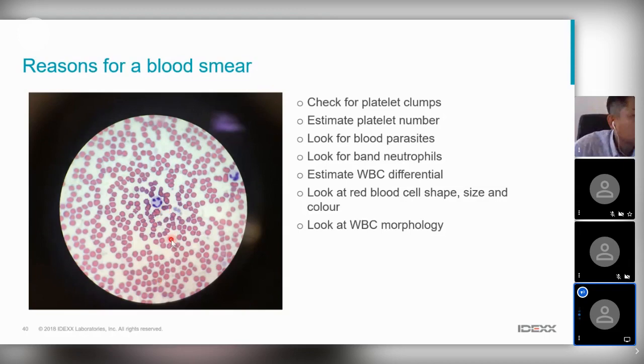As well as it helps you identify various WBC differentials also. And it helps you have a look at the red blood cell shape, size, and color. So there are a number of reasons that you can have a blood smear, the third part of the hemogram.